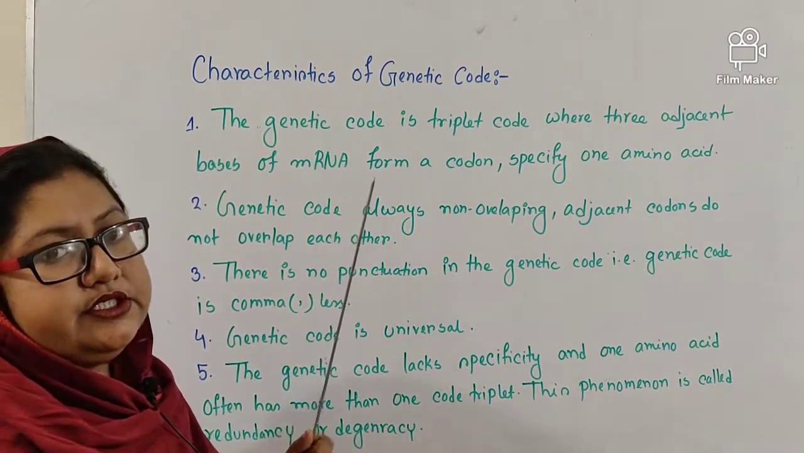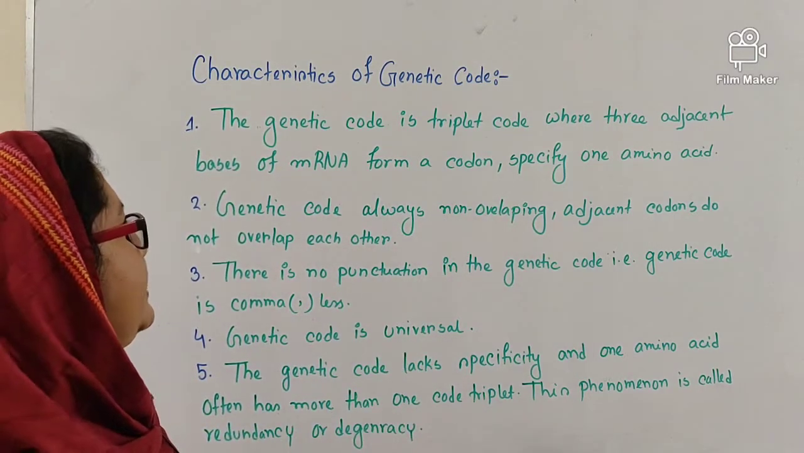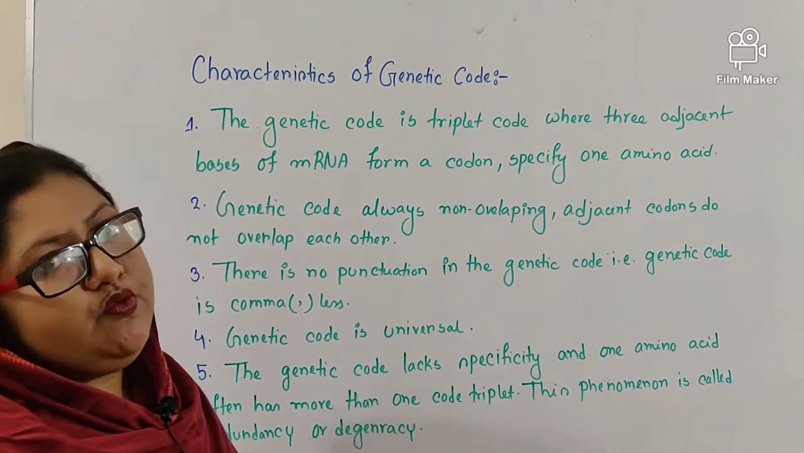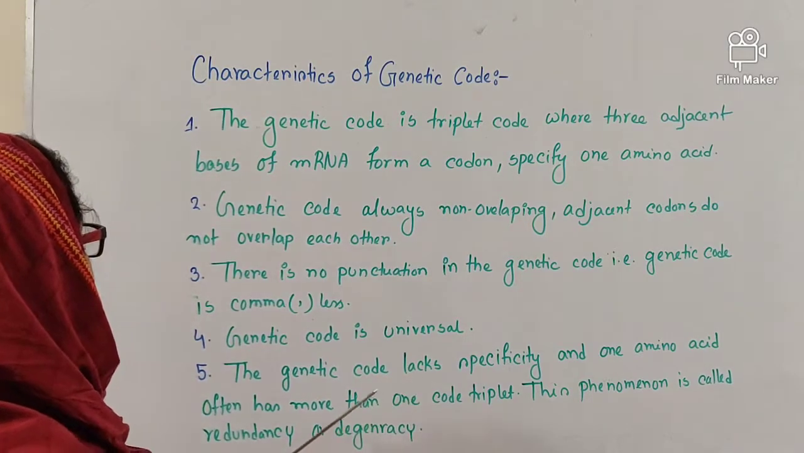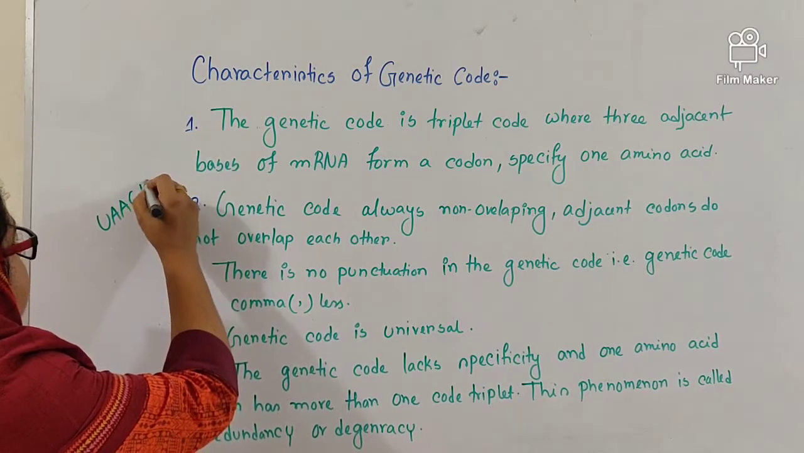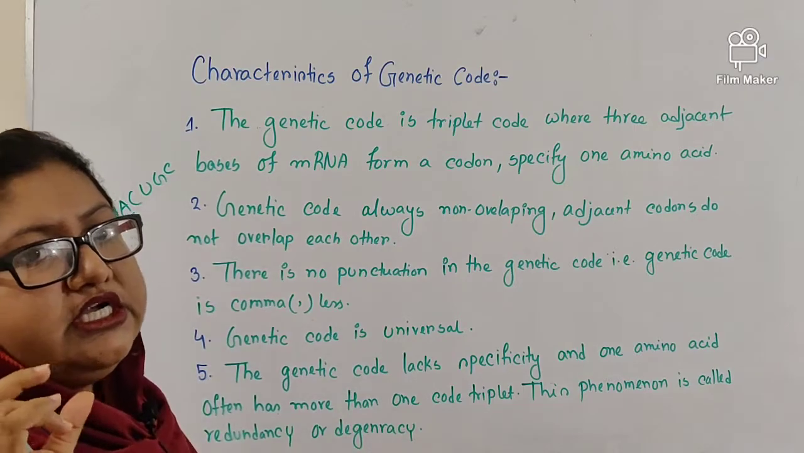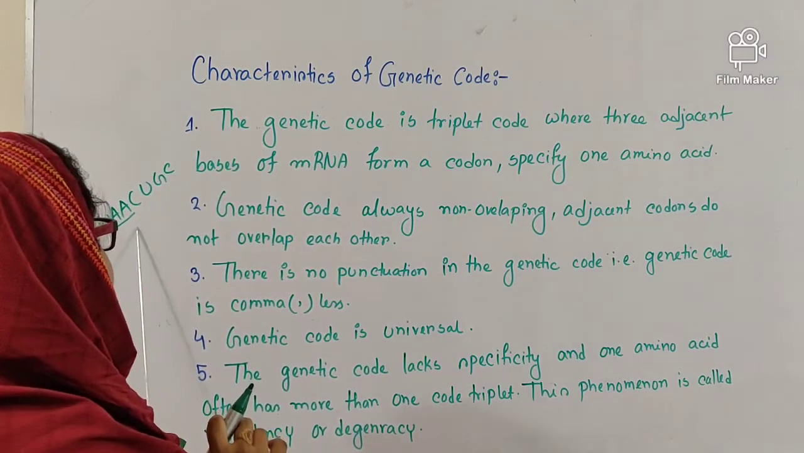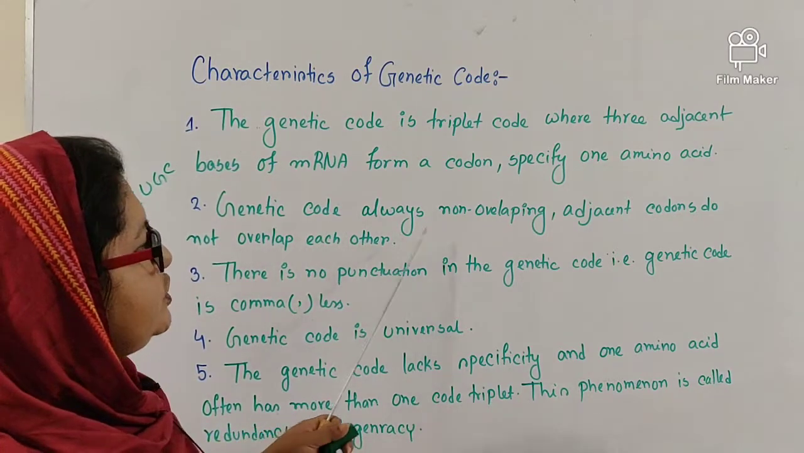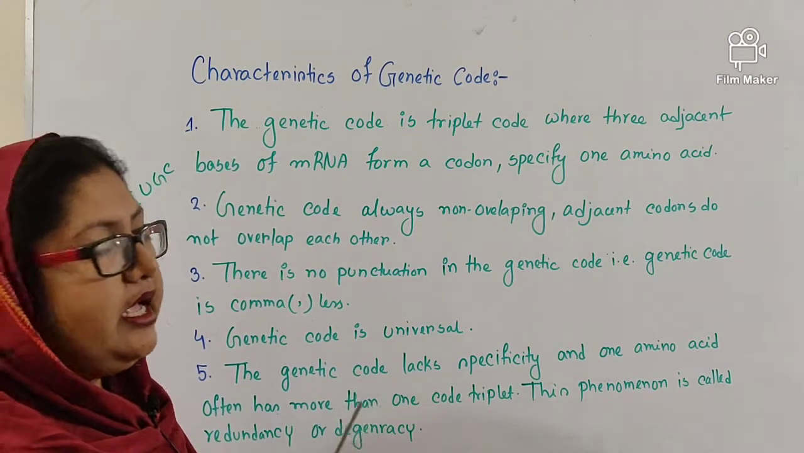Now, the characteristics of genetic code. There are several characteristics of genetic code. First of all, the genetic code is a triplet code where three adjacent bases of mRNA form a codon that specifies one amino acid. For example, if the mRNA is UAACUGC, then the adjacent three will form a triplet codon. Next, the genetic code is always non-overlapping. Adjacent codons do not overlap each other.